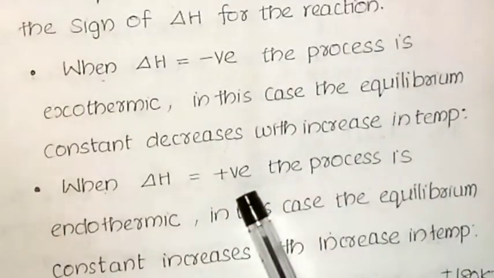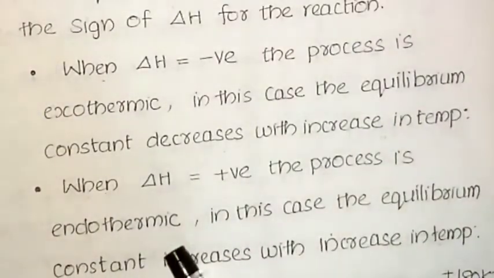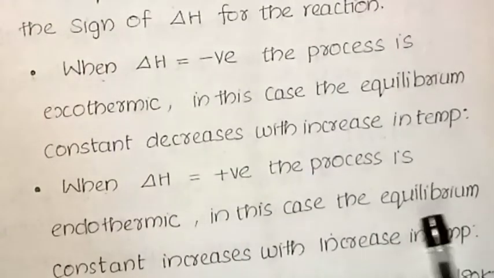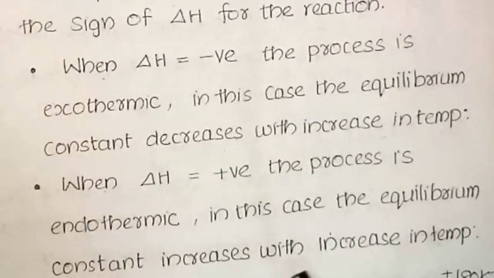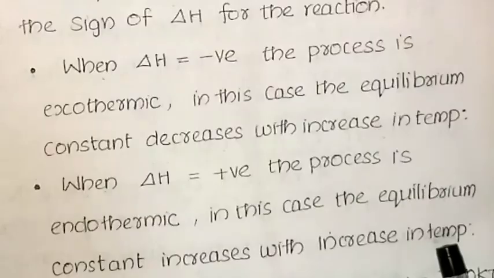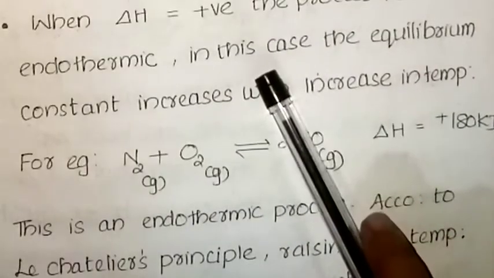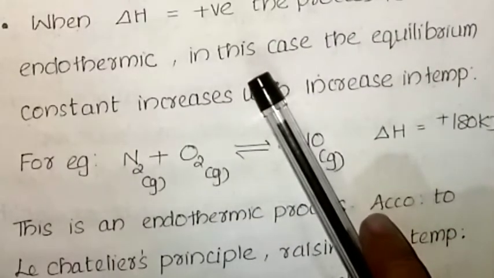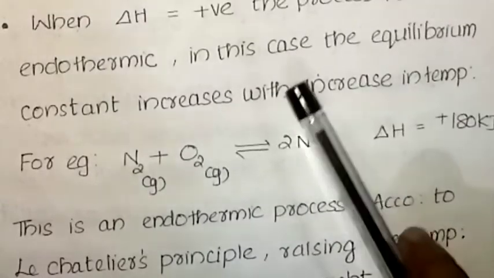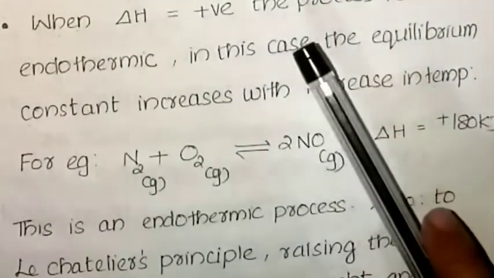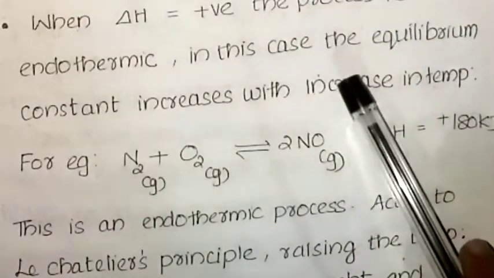When delta H is positive, the process is endothermic. In this case, the equilibrium constant increases with increase in temperature. So, for endothermic reactions, high temperature is favorable, and for exothermic reactions, low temperature is favorable.